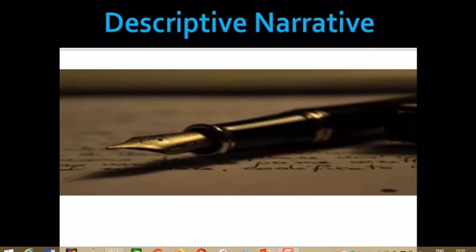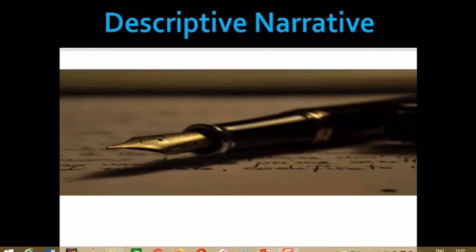Today we are going to start a new type of writing. Our writing today is descriptive narrative. So let's think, what do I mean by descriptive narrative? I'm going to describe things, describe events, and narrate incidents. This is what I mean by descriptive narrative.